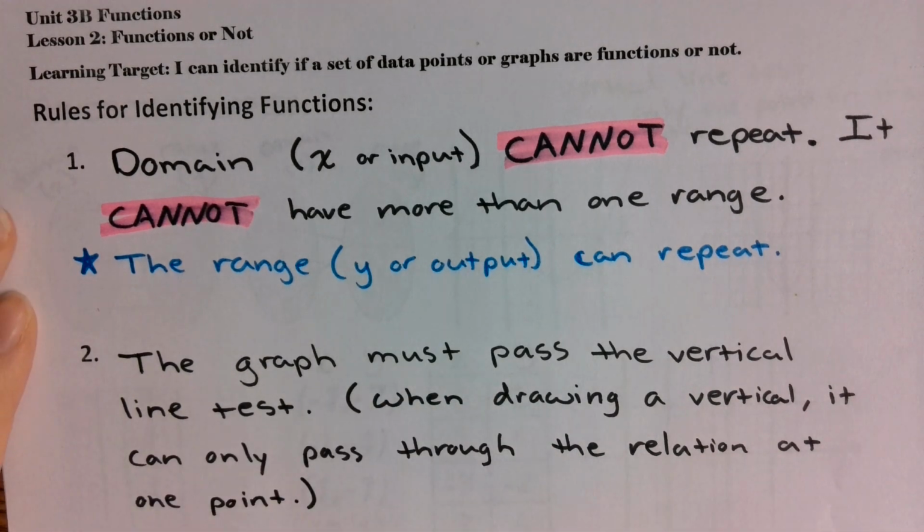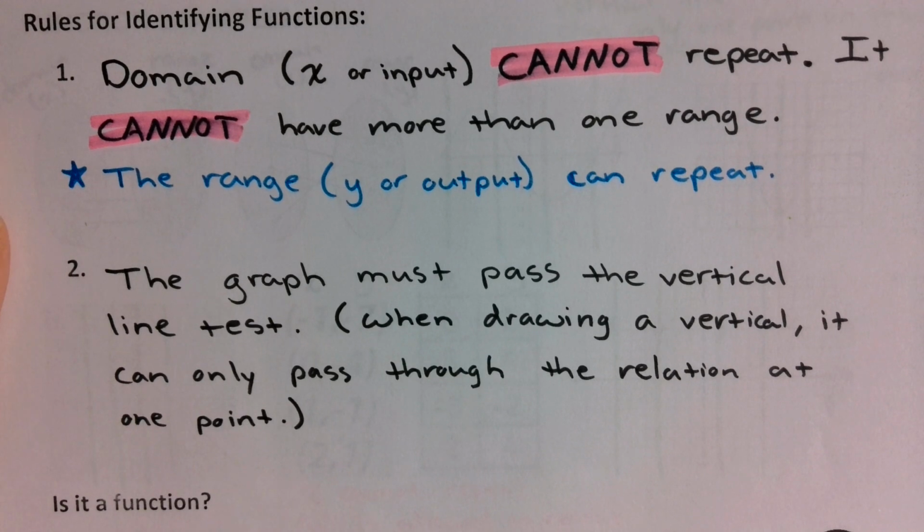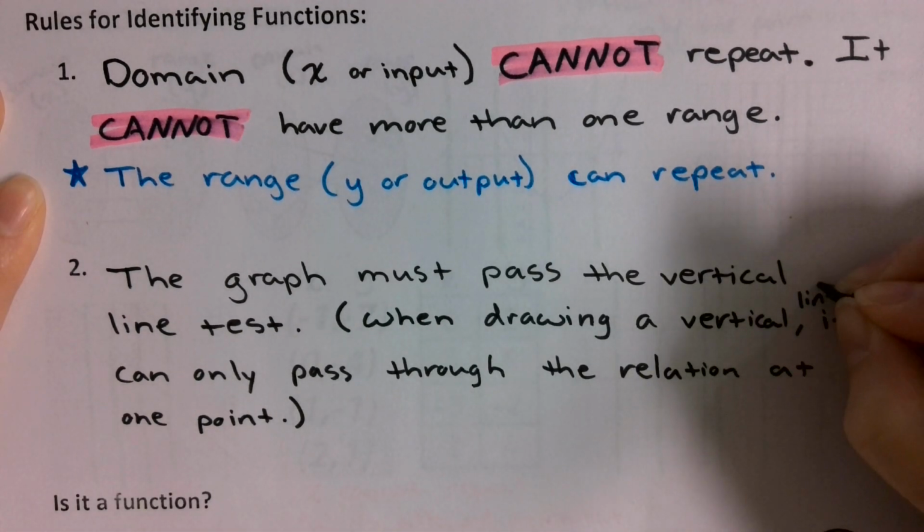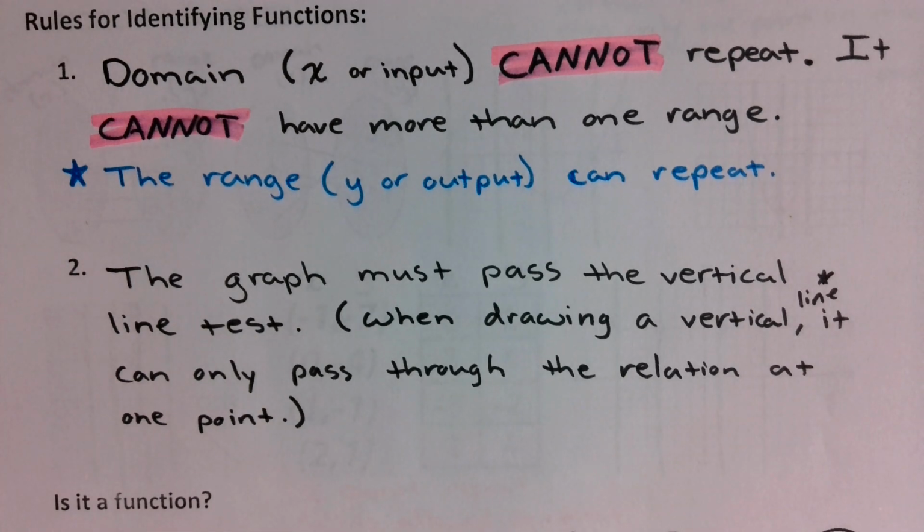So it does not matter. Wherever you draw your vertical line, it can only pass the relation at one point. If you can physically draw a vertical line that passes through more than one point on that relation, then it's not a function. Jeffrey? Oh, thank you. Thank you very much. When drawing a vertical line, it can only pass through the relation at one point.